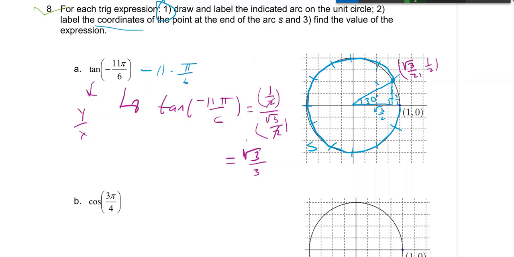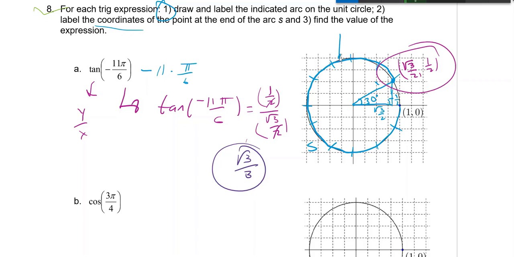That's the third piece. Again, I should use a different color, so you know it's not just one problem. One part is 3. This is root 3 over 3. There, and that arc right there. Those are the three things you need to complete the answer.